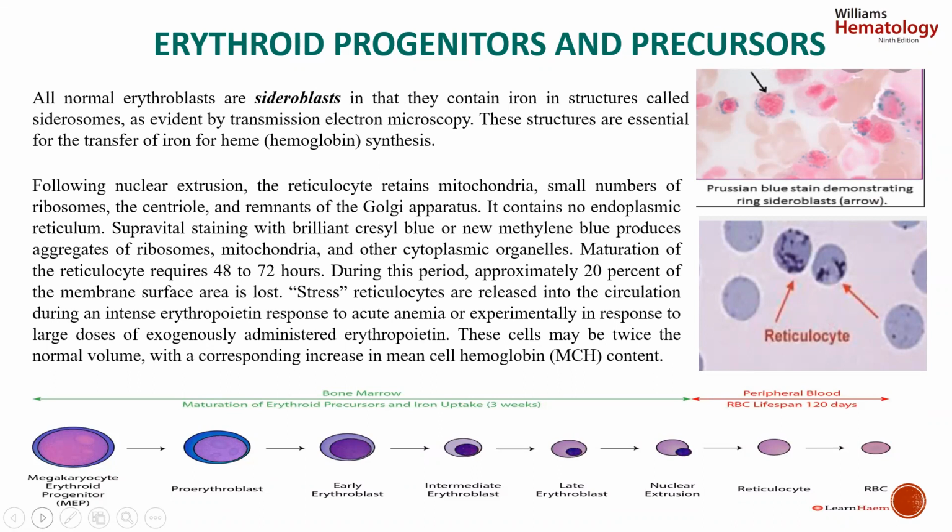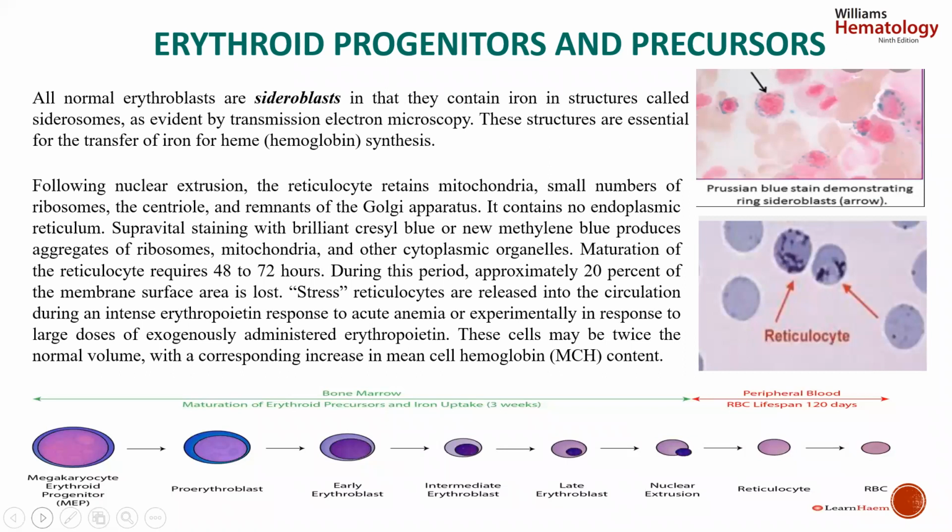Following nuclear extrusion, the reticulocyte contains mitochondria, small numbers of ribosomes, the centriole, and a remnant of the Golgi apparatus. It contains no endoplasmic reticulum. Supravital staining with brilliant cresyl blue or new methylene blue produces aggregates of ribosomes, mitochondria, and other cytoplasmic organelles.